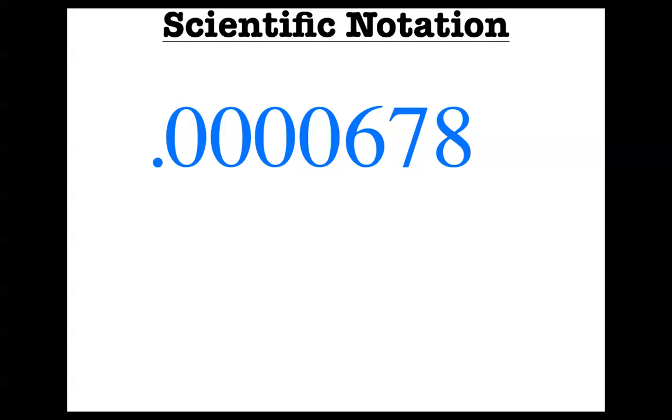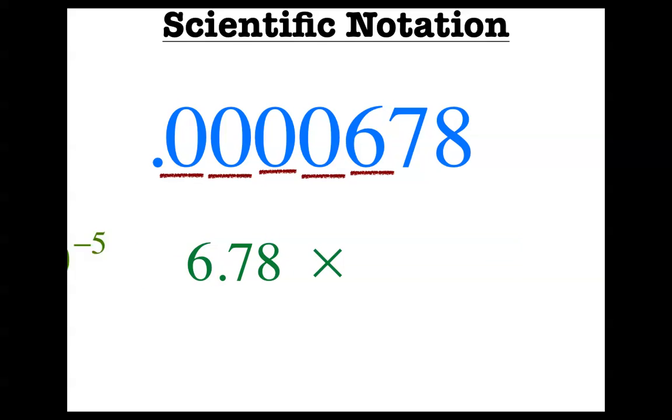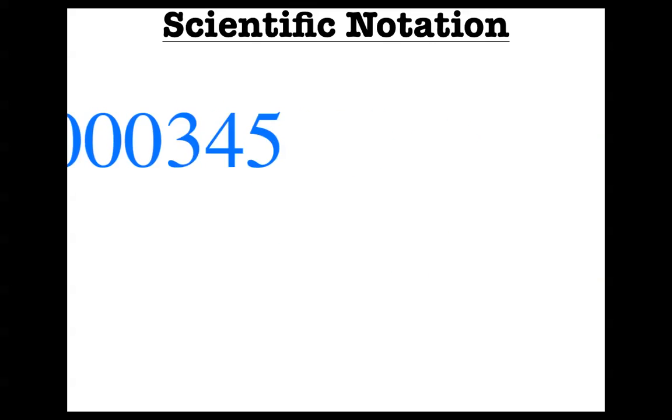Let's try another example. What if you had 0.0000678? 1, 2, 3, 4, 5, and we're going to stop there, right? Because we want it to be 6.78 times, well, we counted 5 spots, but we went backwards, so it's 10 to the negative fifth. Yay!